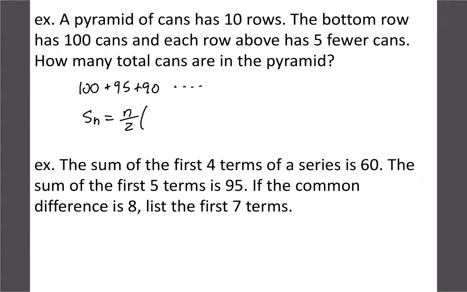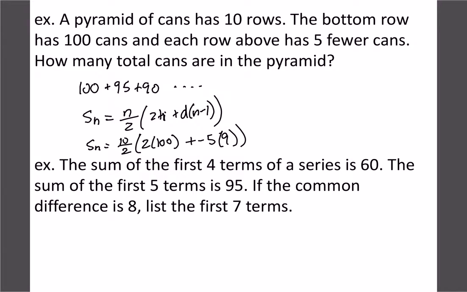So we want to find Sn. We don't know the last term in this case, so let's use 2t1 plus d times n minus 1, and we should be good. We're looking for our total sum. We know our n is 10 rows. We know our first term was 100, so 2 times 100. Our d is minus 5, and our n was 10, so we did 5 times 9. If we simplify that, we get 10 over 2, which is 5, times 200 minus 45. So we'd have 5 times 155. And that should be our final answer, which is 775.